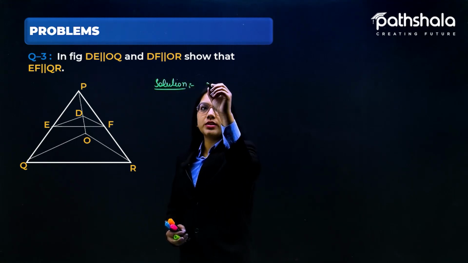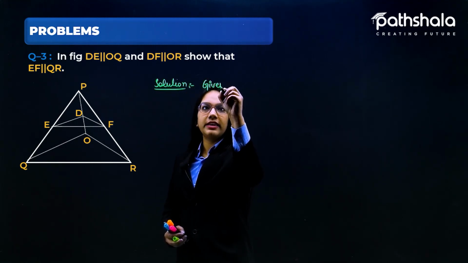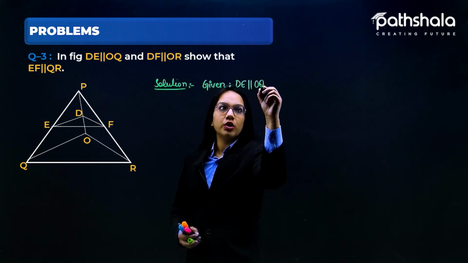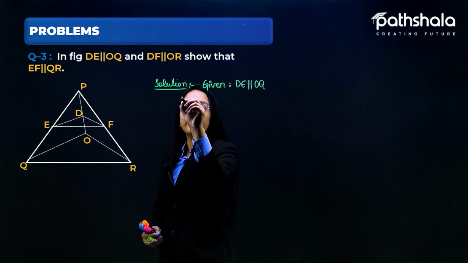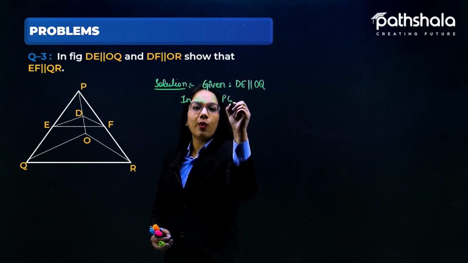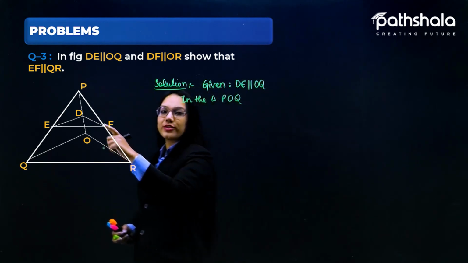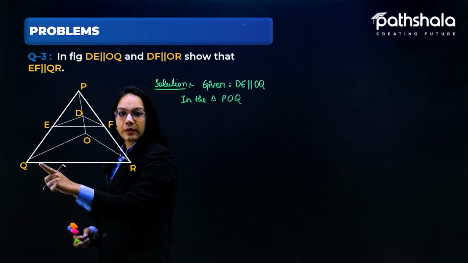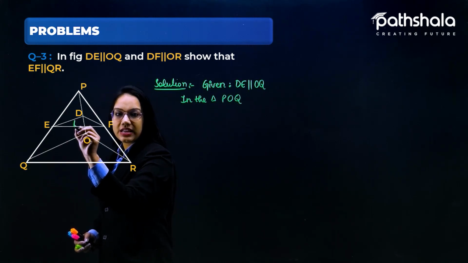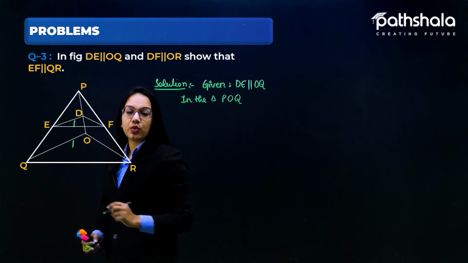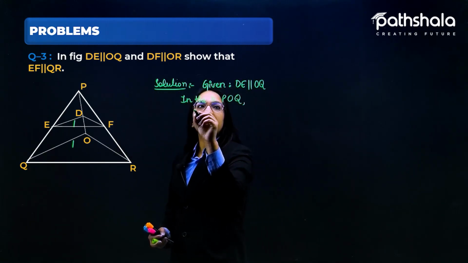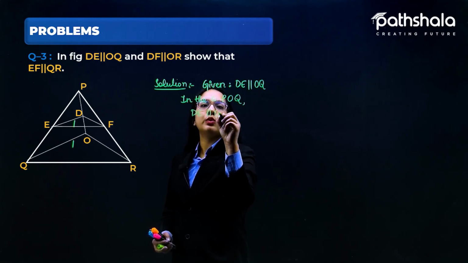As it is already given to us that DE is parallel to OQ, we can say that in the triangle POQ, as you can see, POQ is this triangle, and in this triangle POQ, DE is parallel to OQ.